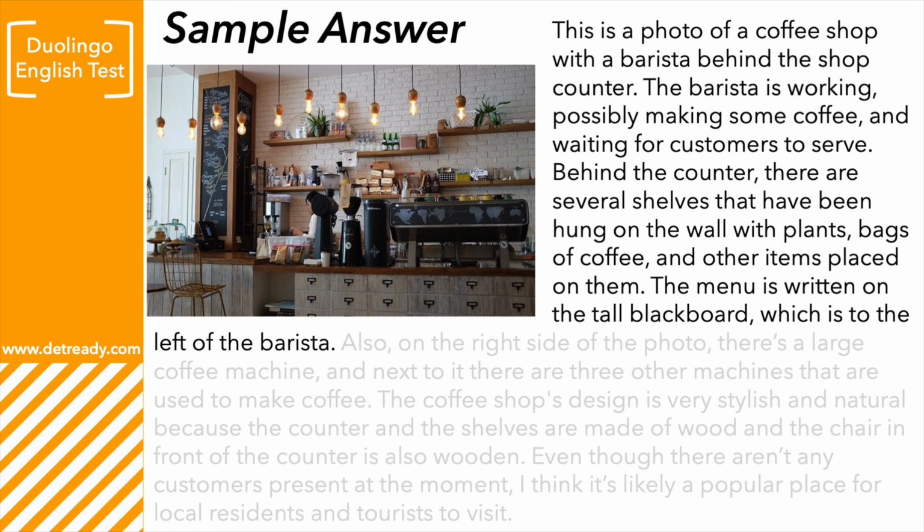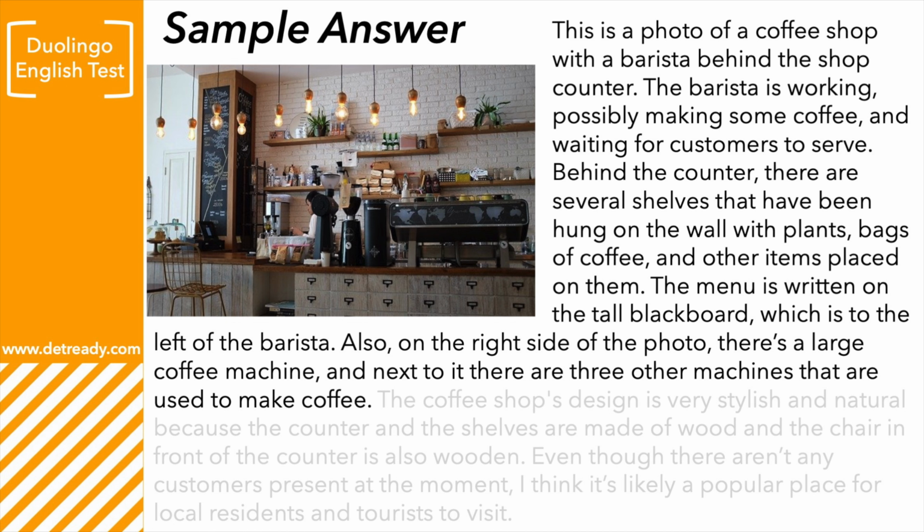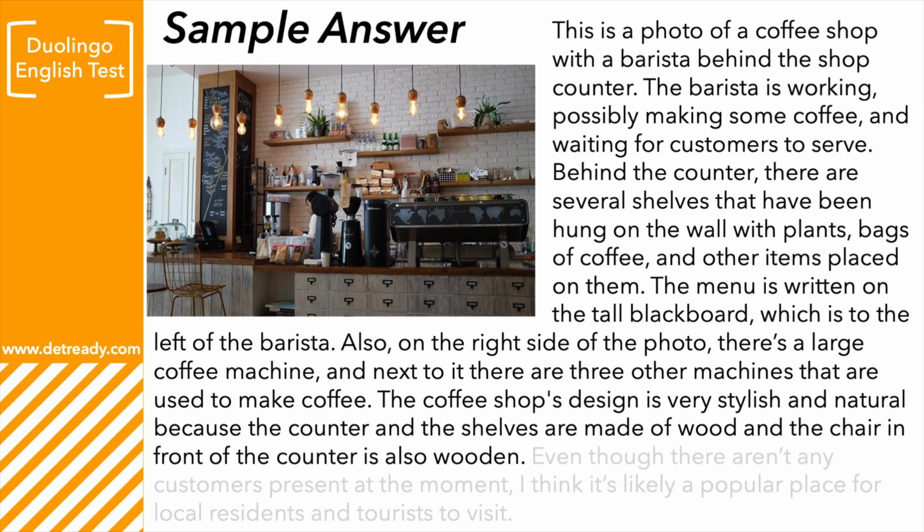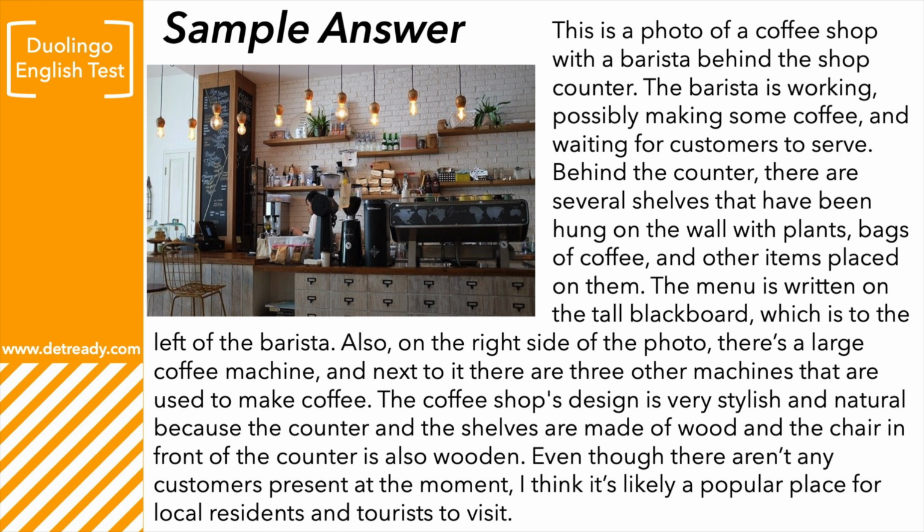The menu is written on the tall blackboard, which is to the left of the barista. Also, on the right side of the photo, there's a large coffee machine. And next to it, there are 3 other machines that are used to make coffee. The coffee shop's design is very stylish and natural, because the counter and the shelves are made of wood, and the chair in front of the counter is also wooden. Even though there aren't any customers present at the moment, I think it's likely a popular place for local residents and tourists to visit.